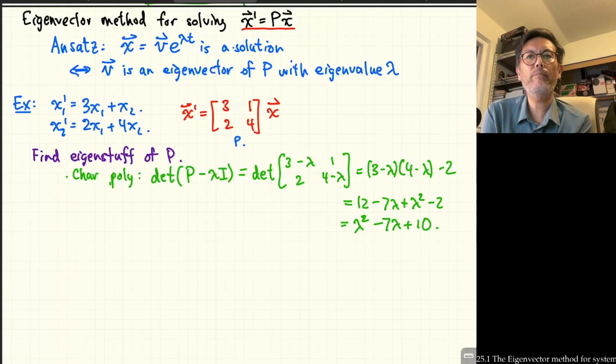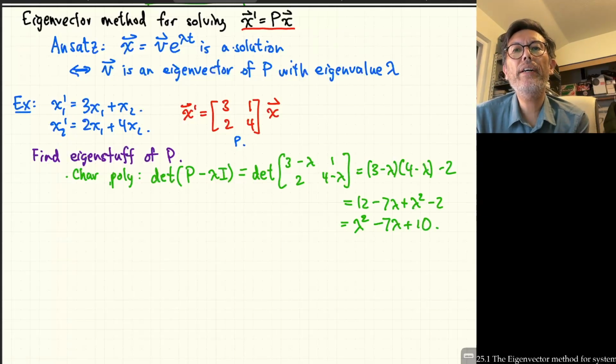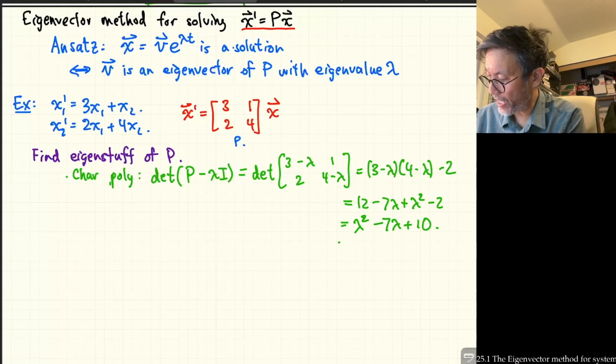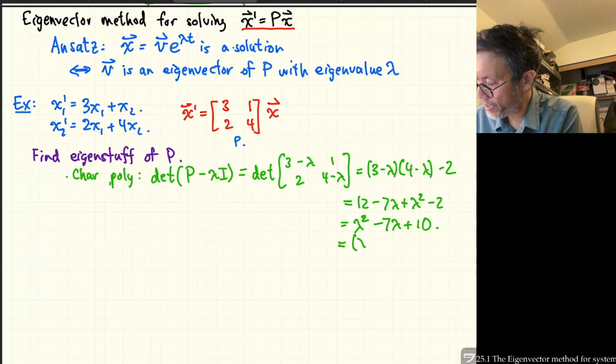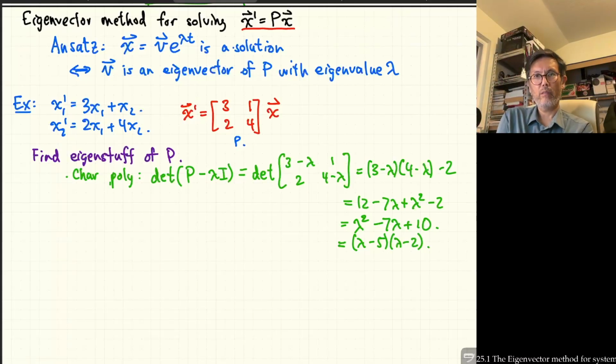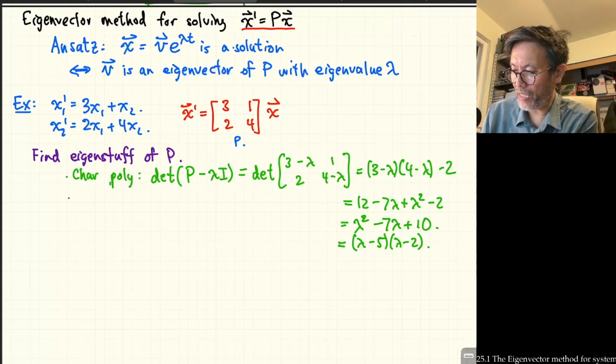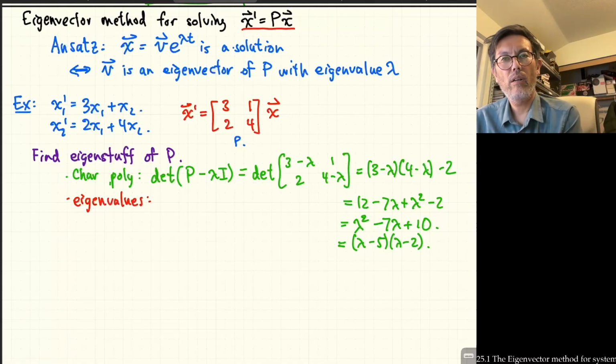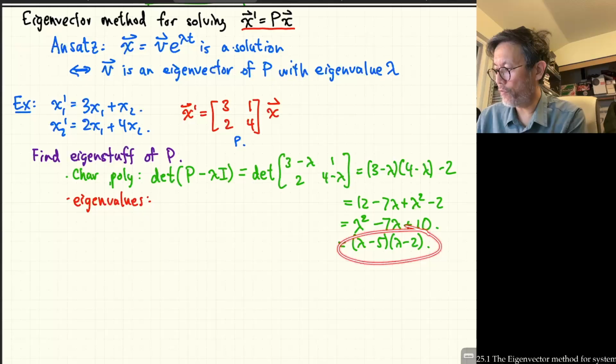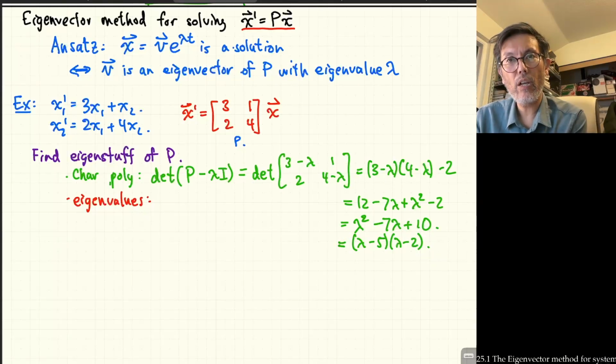I hope that's right. Oh, and we can observe that this thing factors as lambda minus 5 times lambda minus 2. Okay? So what this tells me from the characteristic polynomial is that my eigenvalues are the roots of the characteristic polynomial. But now that we have it in this nicely factored form, it's easy to read off the roots. The roots are 5 and 2.